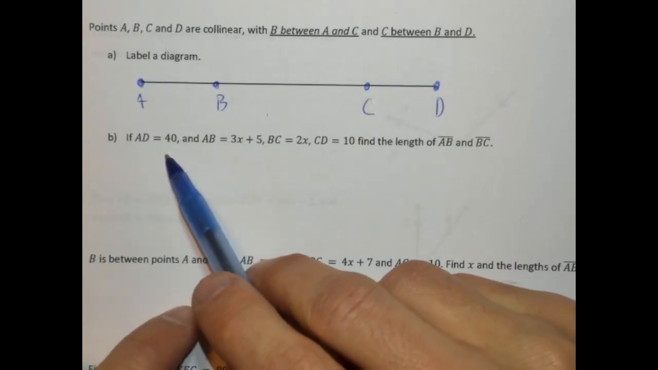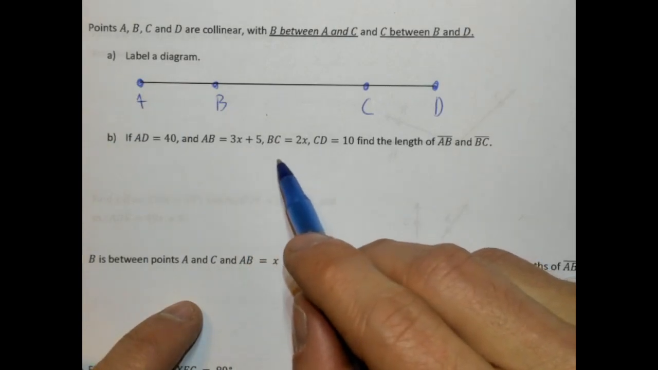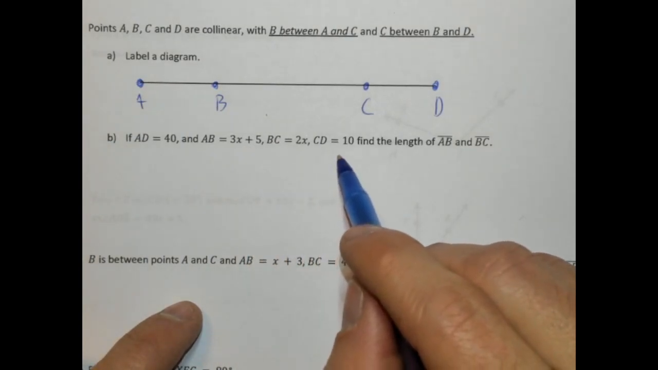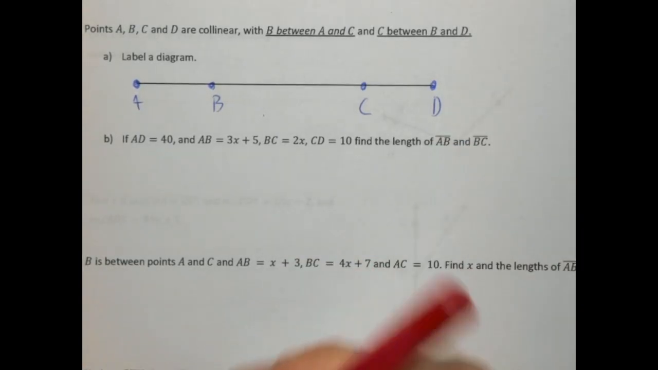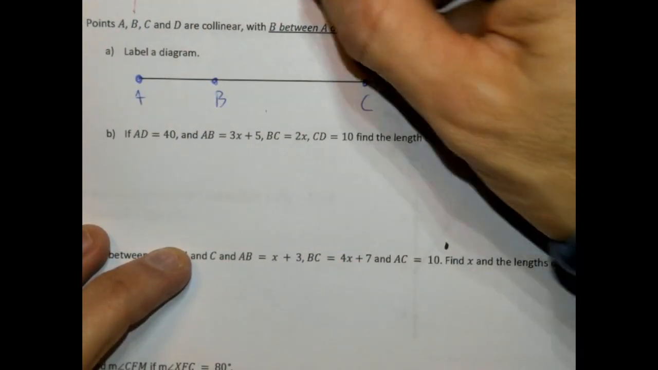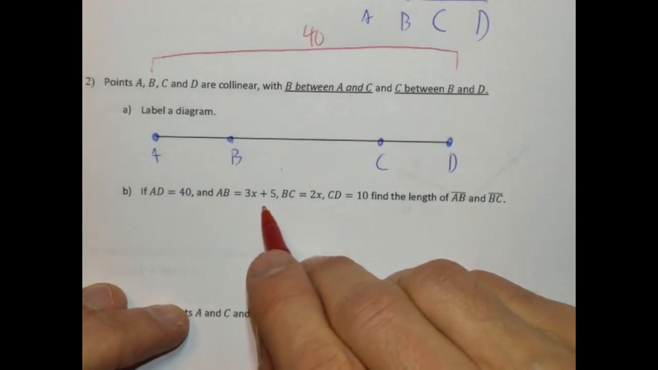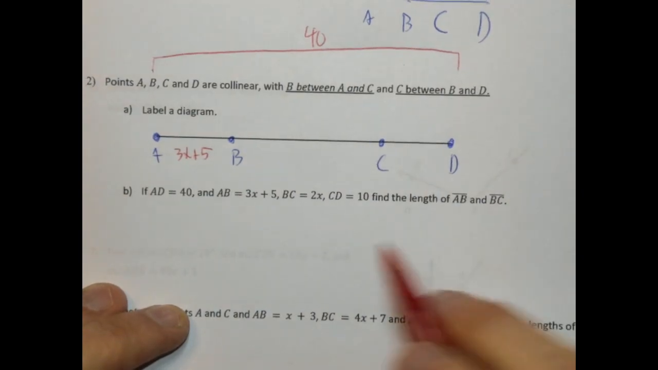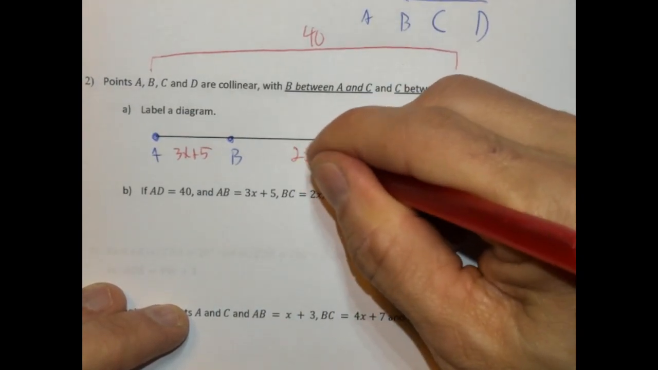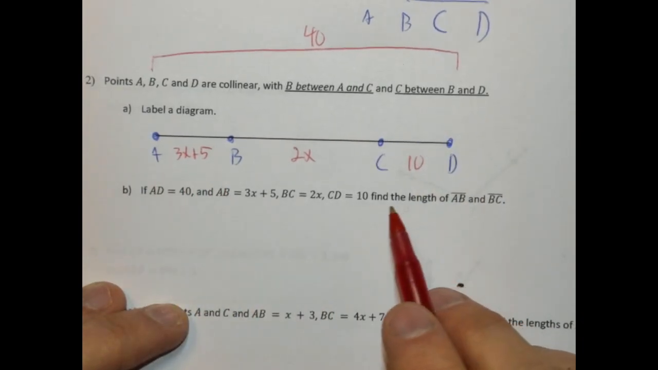If AD equals 40, AB equals 3x plus 5, BC equals 2x, CD equals 10, find the length of AB and BC. All right, so we're going to label some of these. So the whole thing is 40. AB is 3x plus 5. BC is 2x. CD is 10. Find the length of AB and find the length of BC.